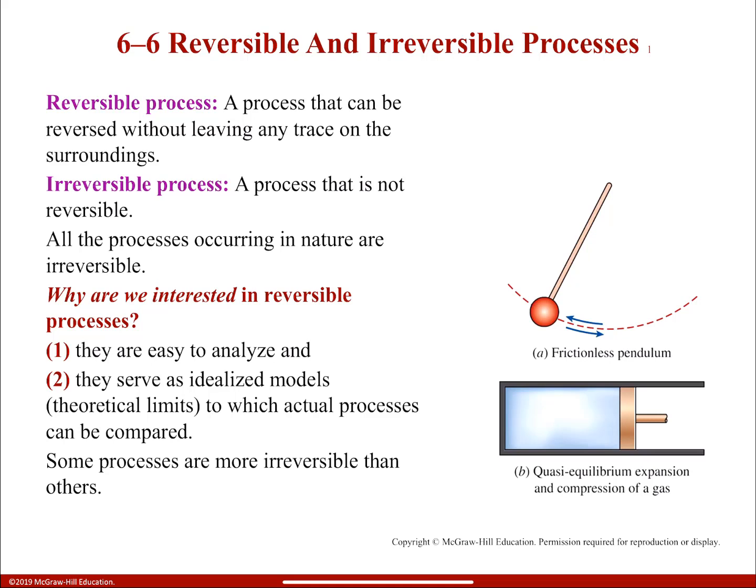And then there are important things that we need to define, and guys, what we're gonna talk about right now is pretty much the base to entropy. So I will try to explain this in the best possible way. We're going to define reversible and irreversible processes. A reversible process is a process that can be reversed without leaving any trace on the surroundings. An irreversible process is a process that is not reversible.